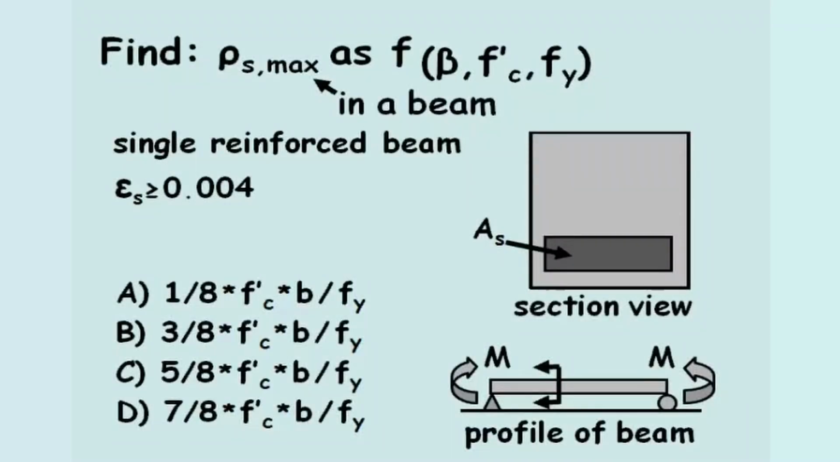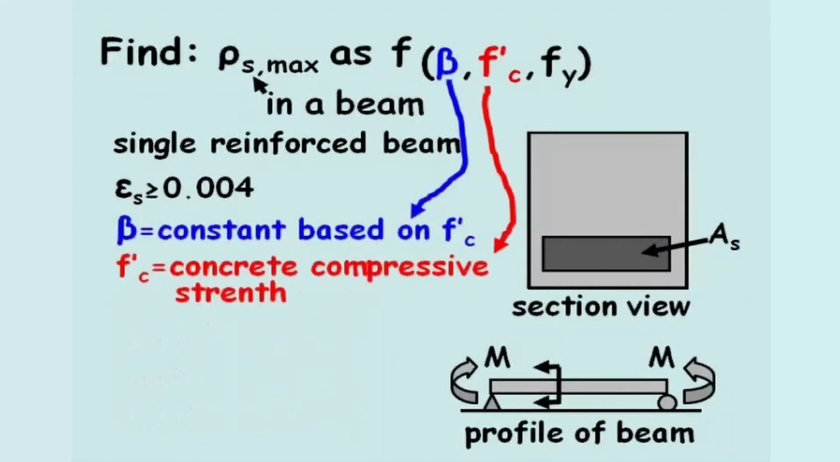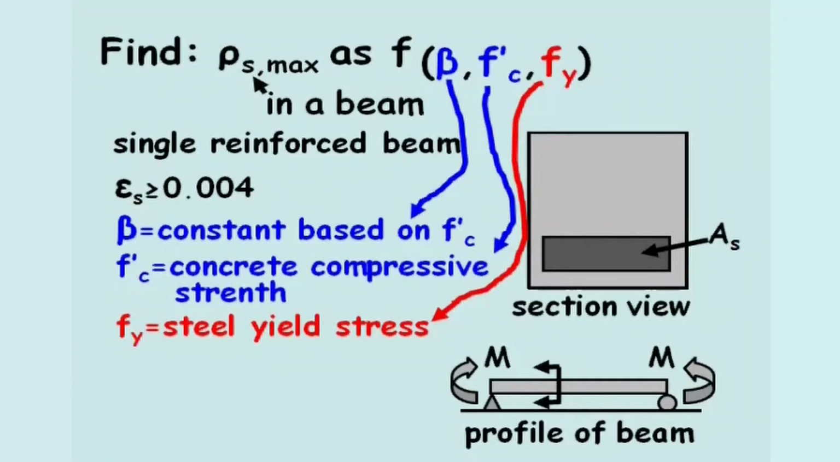Find the maximum steel ratio in a singly reinforced concrete beam as a function of beta, f'c, and fy. In this equation, beta is a constant which depends solely on f'c. f'c equals the compressive strength of the concrete, and fy equals the yield stress in the steel. In this problem, we are given that the minimum strain in the steel, epsilon s, is 0.004.